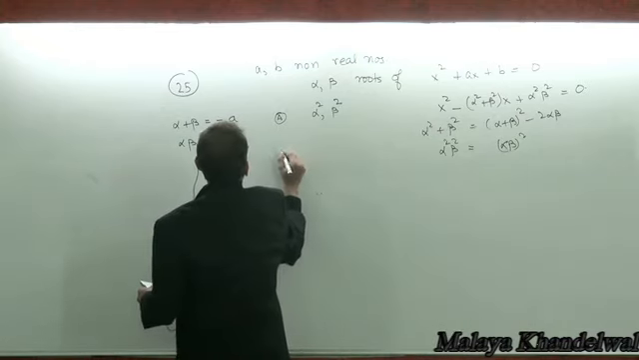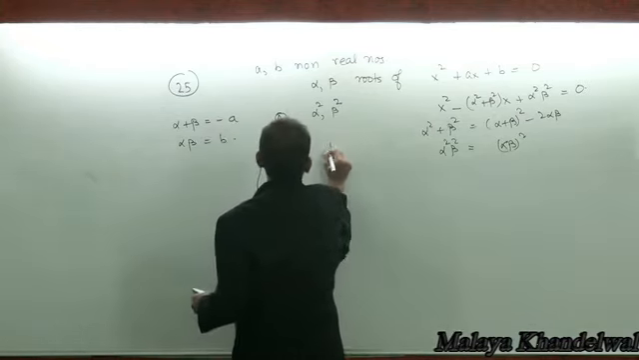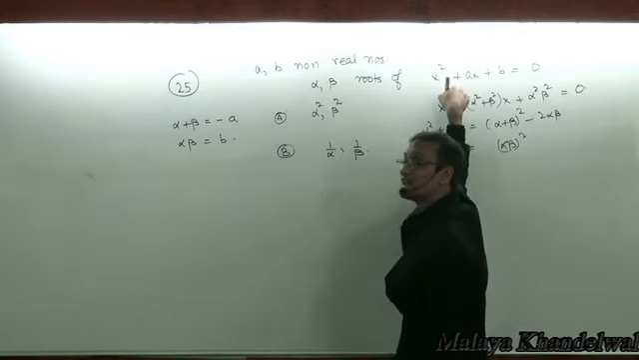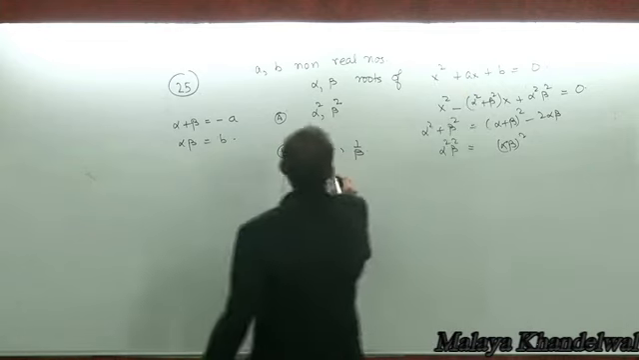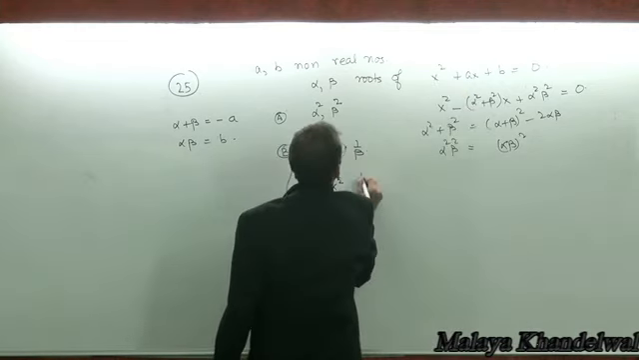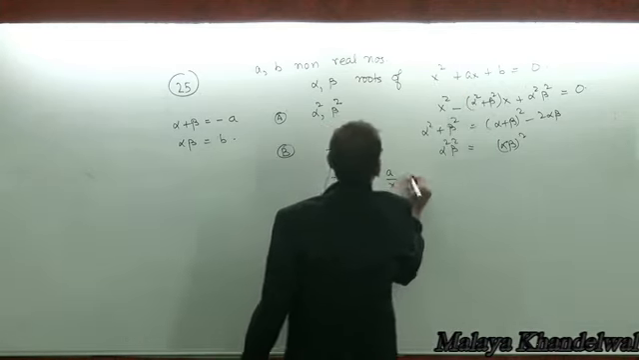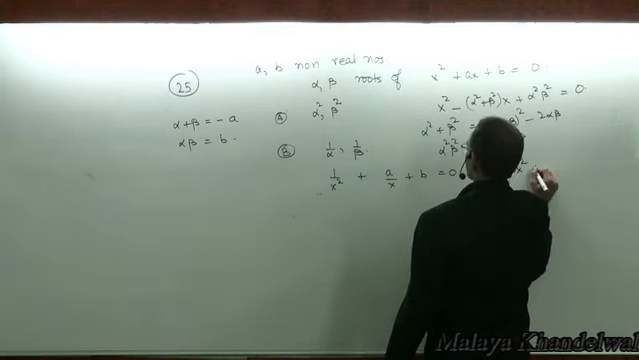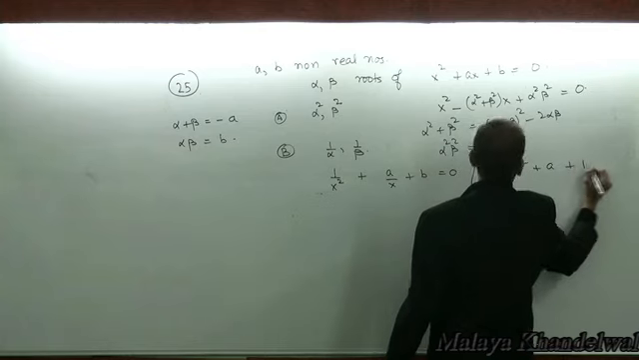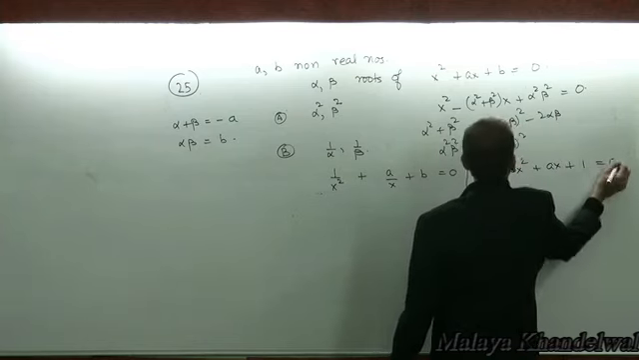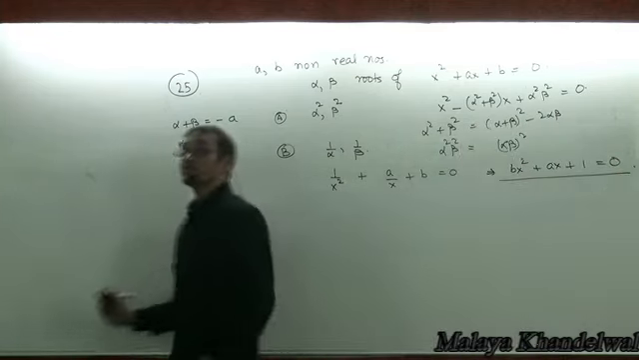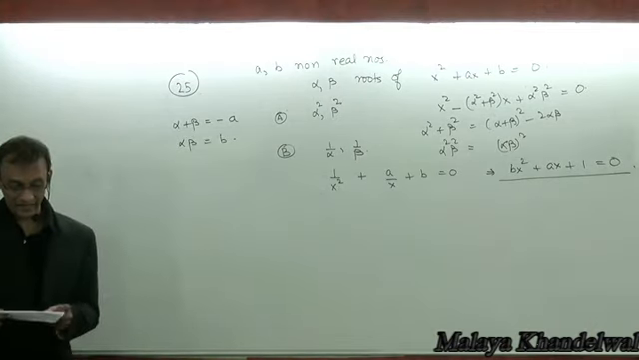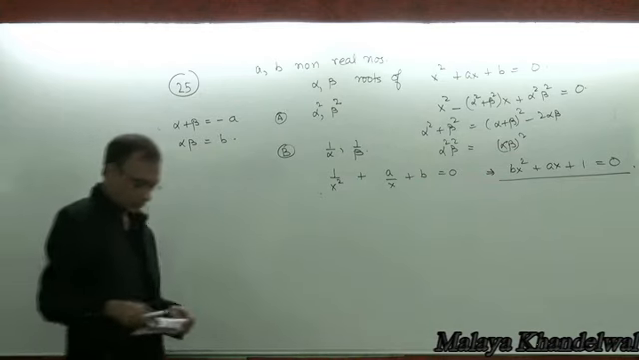Okay, now option B, quadratic whose roots are reciprocal of the roots of this quadratic, what would you do? Replace x by 1 by x. So 1 by x squared plus a by x plus b equal to 0, or bx squared plus ax plus 1 is 0, is the quadratic whose roots are reciprocal of the roots of the mother quadratic when you replace x by 1 by x, like I discussed in the last class.